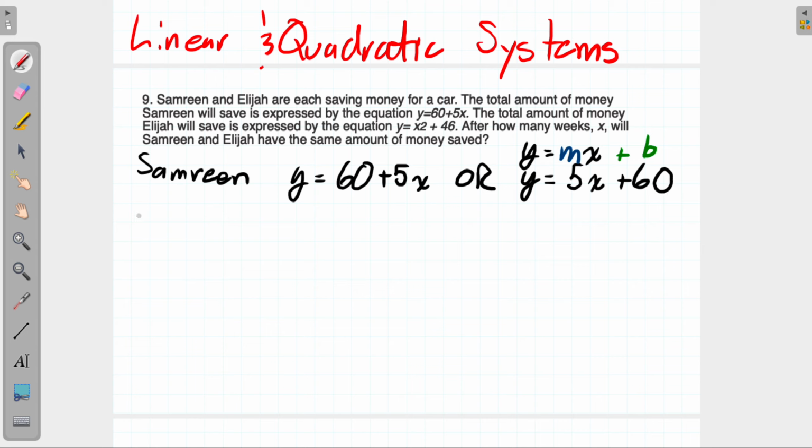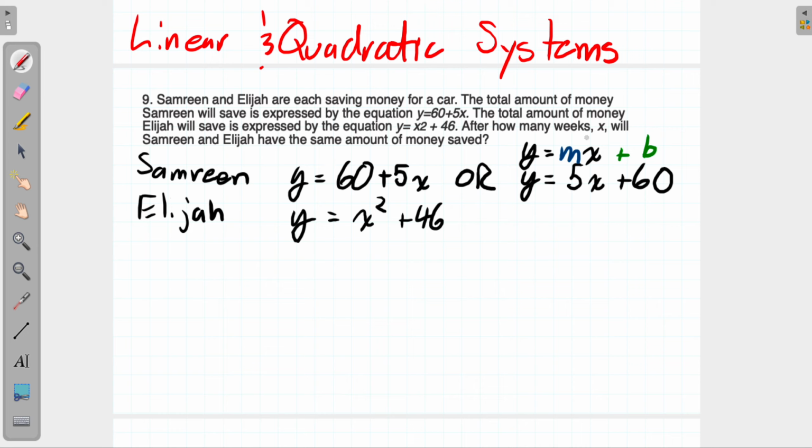Okay. And then Elijah's equation for saving money is very interesting. It's quadratic, plus 46. That one is pretty standard, so I don't have to rewrite it in any way. You could say this is in standard form. It could also potentially be in vertex form. I can talk about the two different ways you can express this one, but what we'll do is focus on how to solve the intersection of the two, okay?